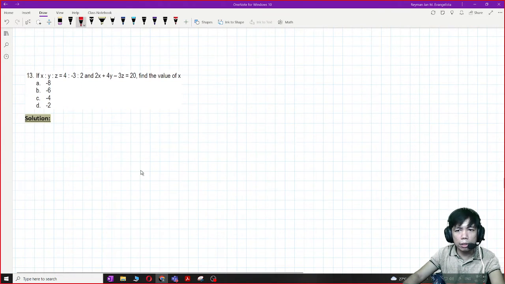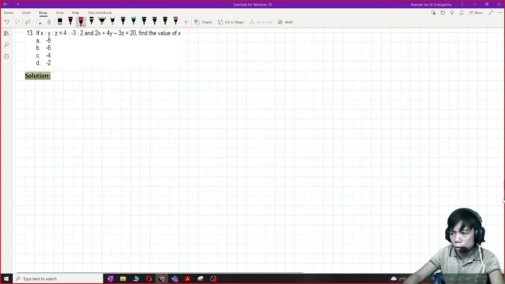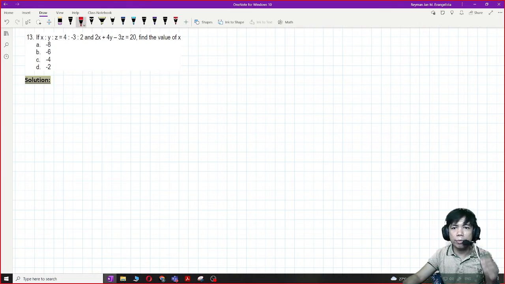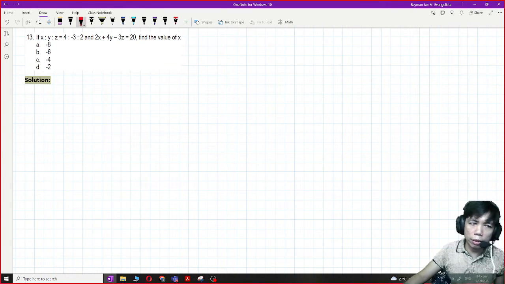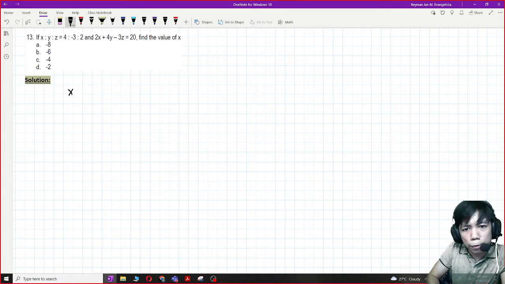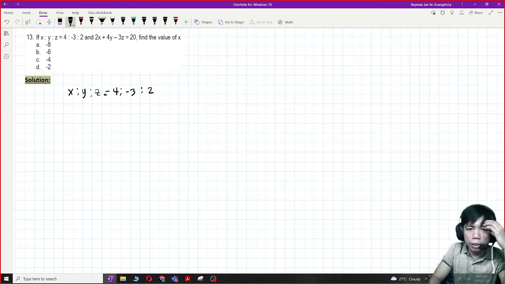Okay, next number 13. If x is to y is to z is equal to 4 is to negative 3 is to 2, and 2x plus 4y minus 3z is 20, find the value of x. Okay, so ito guys na merong tayong 2 ways dito, pag hanapin mo yung x lang. Pwede ganito. So, yung usual na method. Since ang kailangan mo is x, now you have to express y and z in terms of x. So, ganito yan.